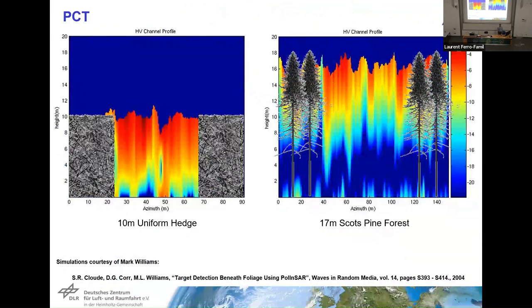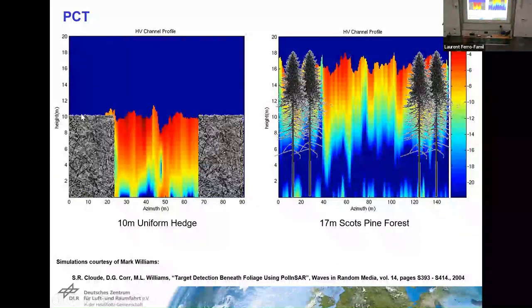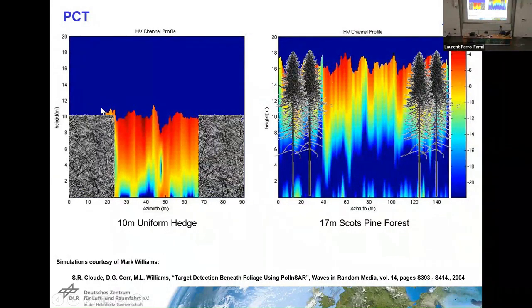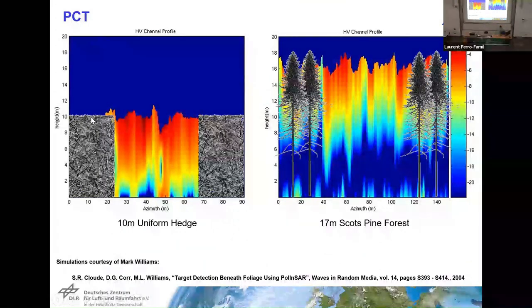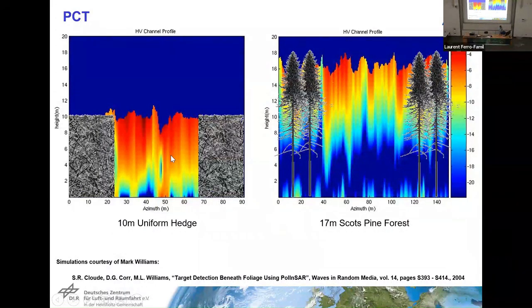Anyway, this was applied also on real data. Here you find an example. This is just a pictorial representation, and I think these were simulated data. The data were simulating a uniform volume from the ground up to 10 meters. And this is the reconstruction that you have. Red means high power. So you see that you have this distribution of power, which is almost constant from the ground to the top.